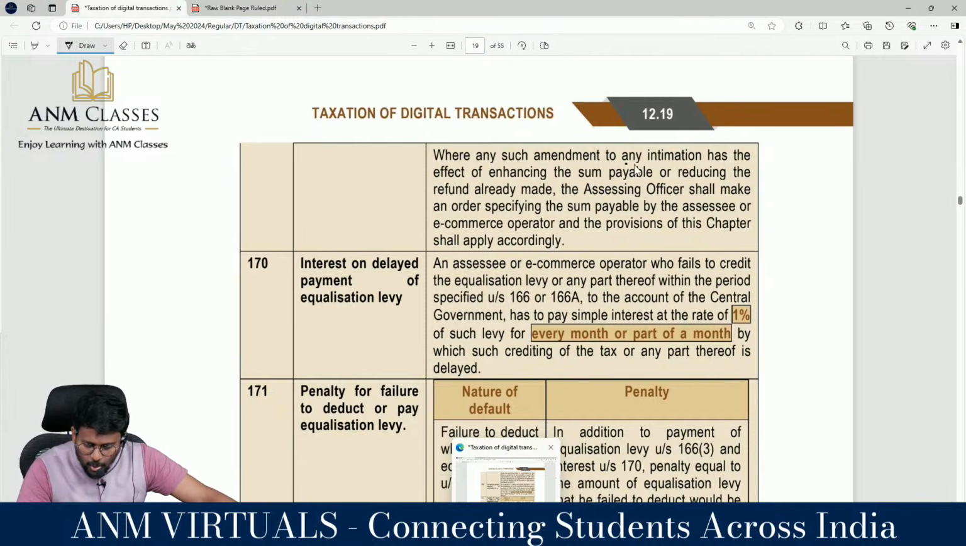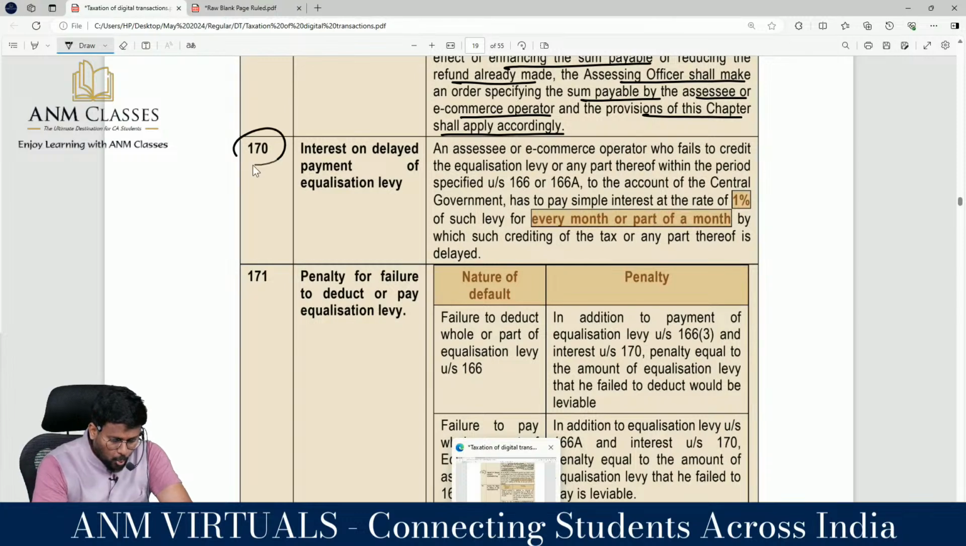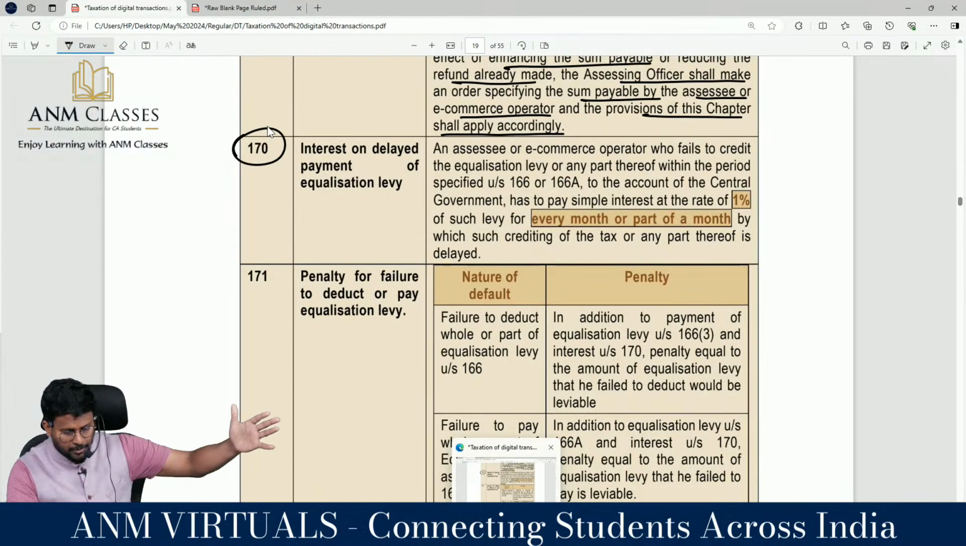Where any such amendment to any intimation has the effect of increasing the sum payable or reducing the refund already made, AO shall make an order specifying the sum payable by the assessee or e-commerce operator and provisions of this chapter shall apply accordingly. Now 170 interest on delayed payment. Every month 7th குள்ள pay பண்ணி ஆகணும்.